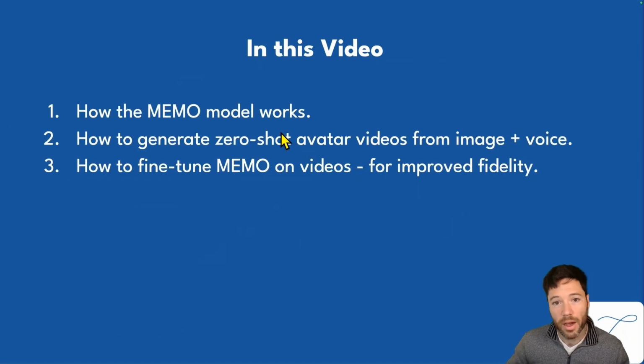Now I want to explain how this MEMO model works. I'll go through the paper a little bit later. How to generate zero-shot avatar videos from image plus voice. This means just generating a video without any fine-tuning of the model. You just start with an image and your voice. And then I'll describe the more elaborate approach where you can actually update the weights so they're more tailored to your specific appearance and your voice.